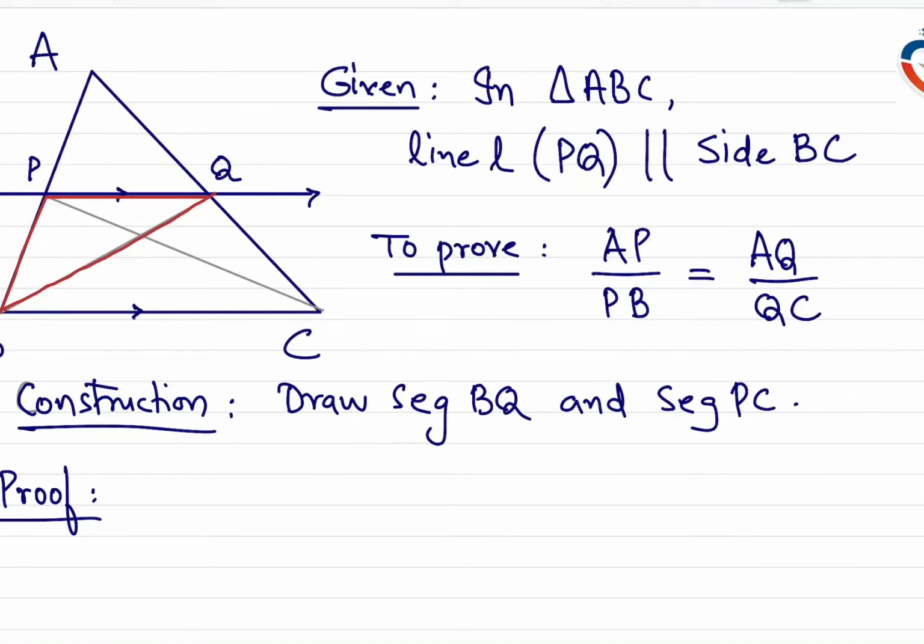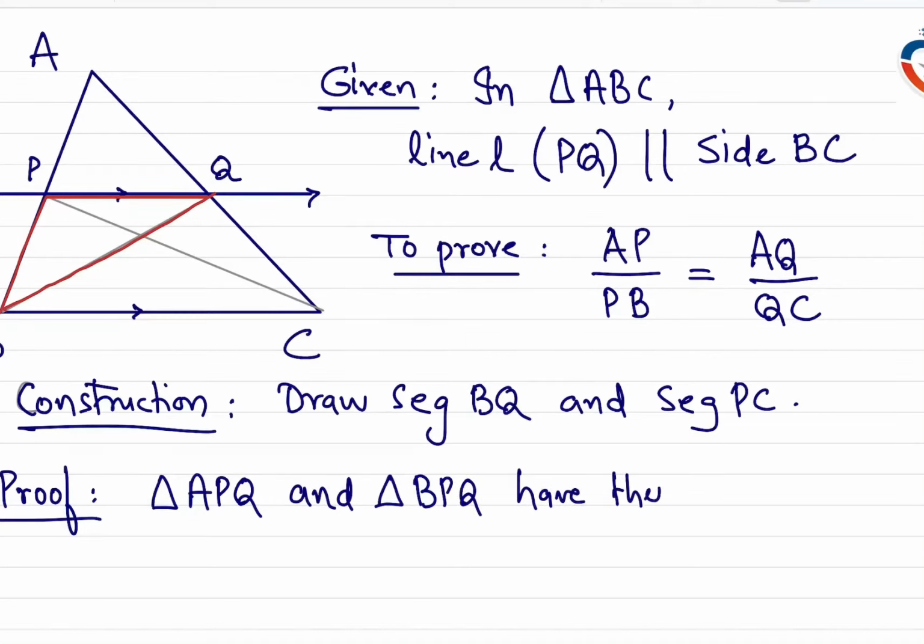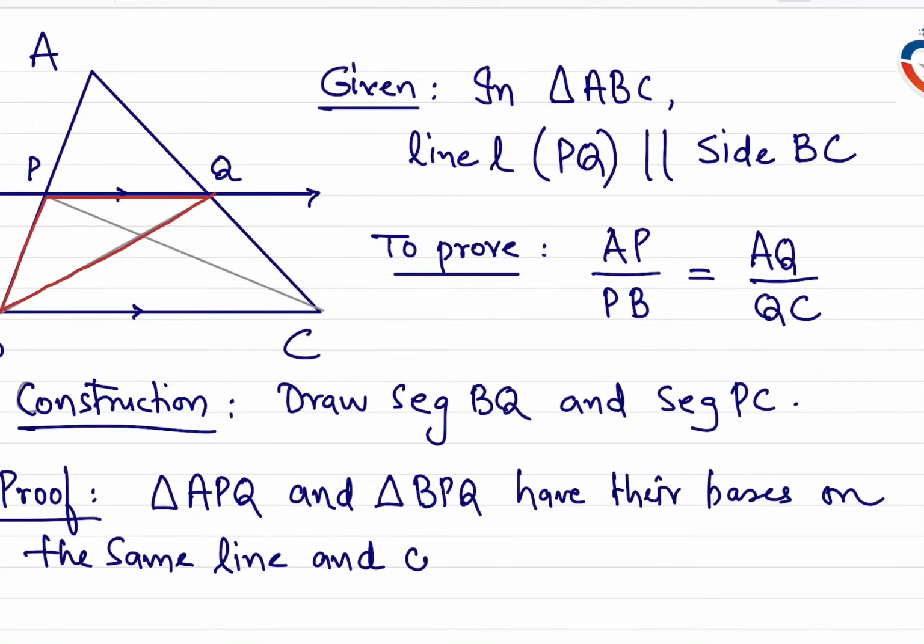So you should say triangle APQ and triangle BPQ have their bases on the same line and a common opposite vertex Q.